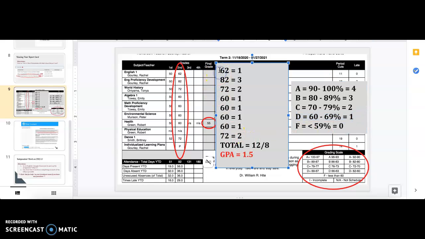So you want to make sure you assign each grade a number, add it up, and divide it by 8, and that will give you your GPA.